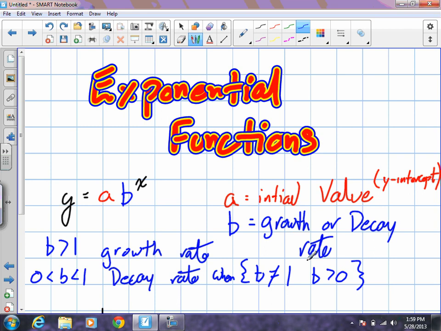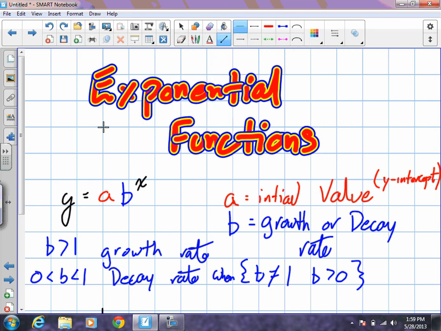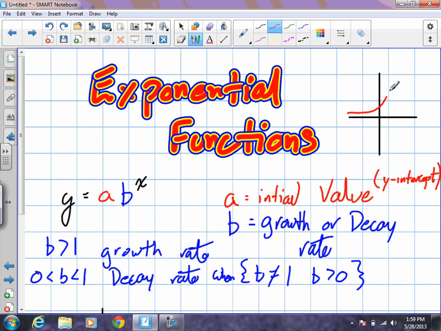And just to give you an idea of both of those, we'll make a quick graph. A growth rate does something like this. It cuts through our y-axis, and it goes up like this. So this is exponential growth, or a rough sketch of it. And exponential decay does kind of the opposite. Does not touch the x-axis, though. Let's try that again. Okay, so here's our decay.